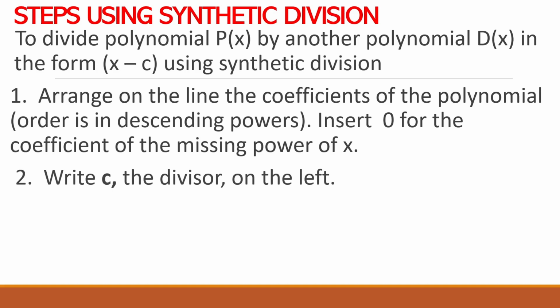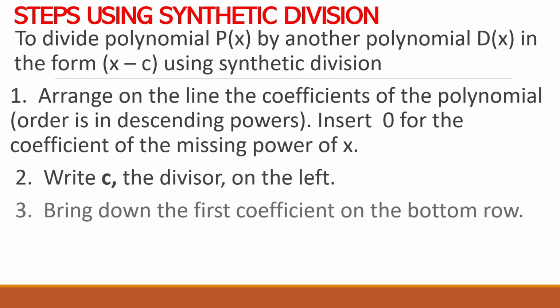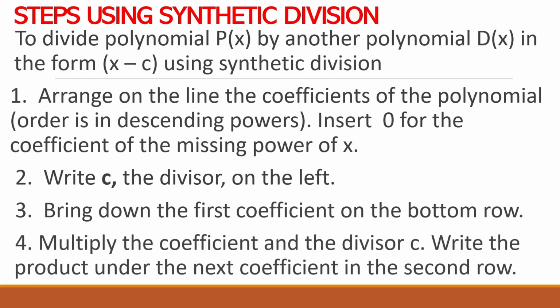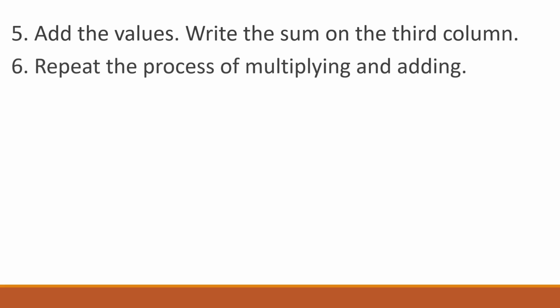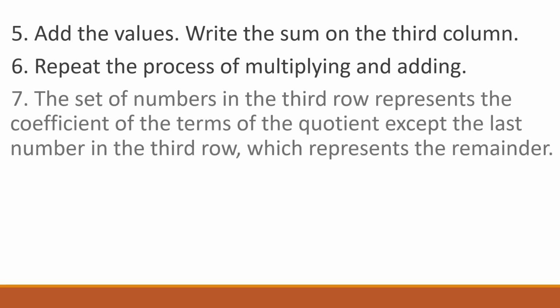And number 2, write c, the divisor, on the left. Number 3, bring down the first coefficient on the bottom row. Number 4, multiply the coefficient and the divisor c, then write the product under the next coefficient in the second row. And number 5, add the values, write the sum on the third row, and the third column rather. And then repeat the process of multiplying and adding.